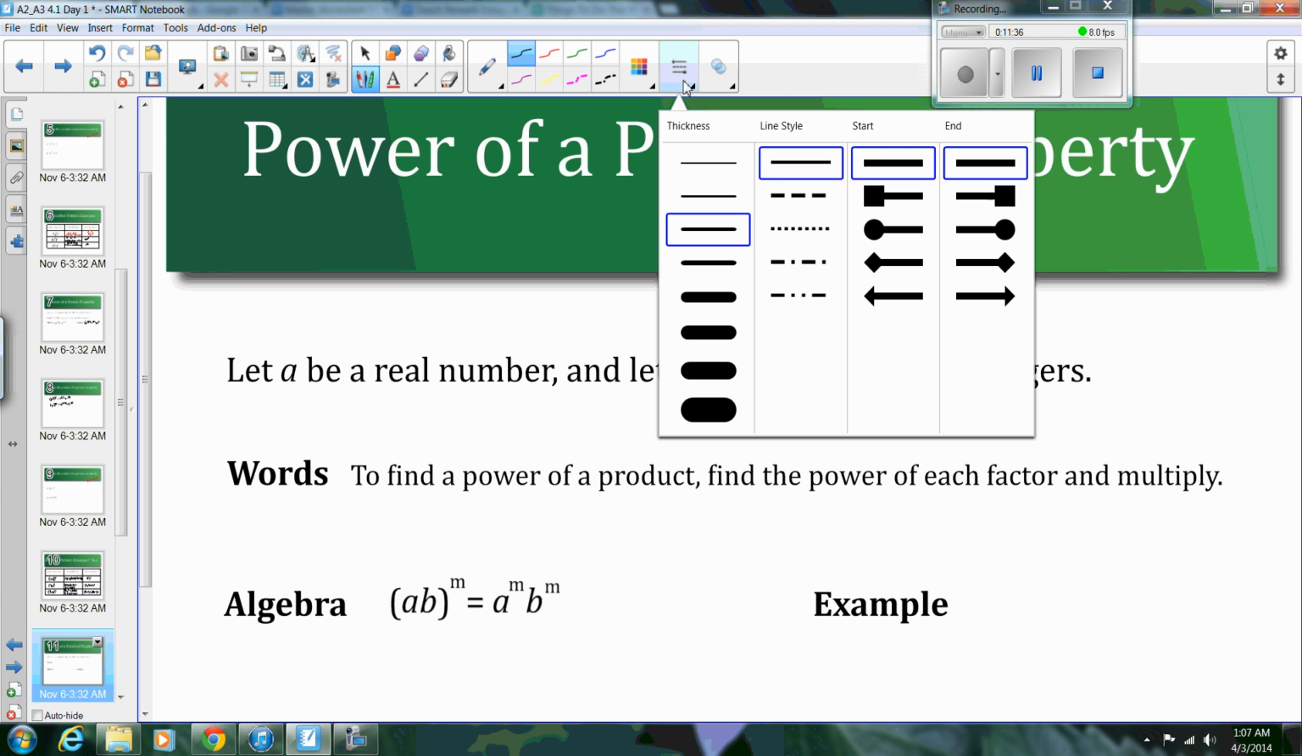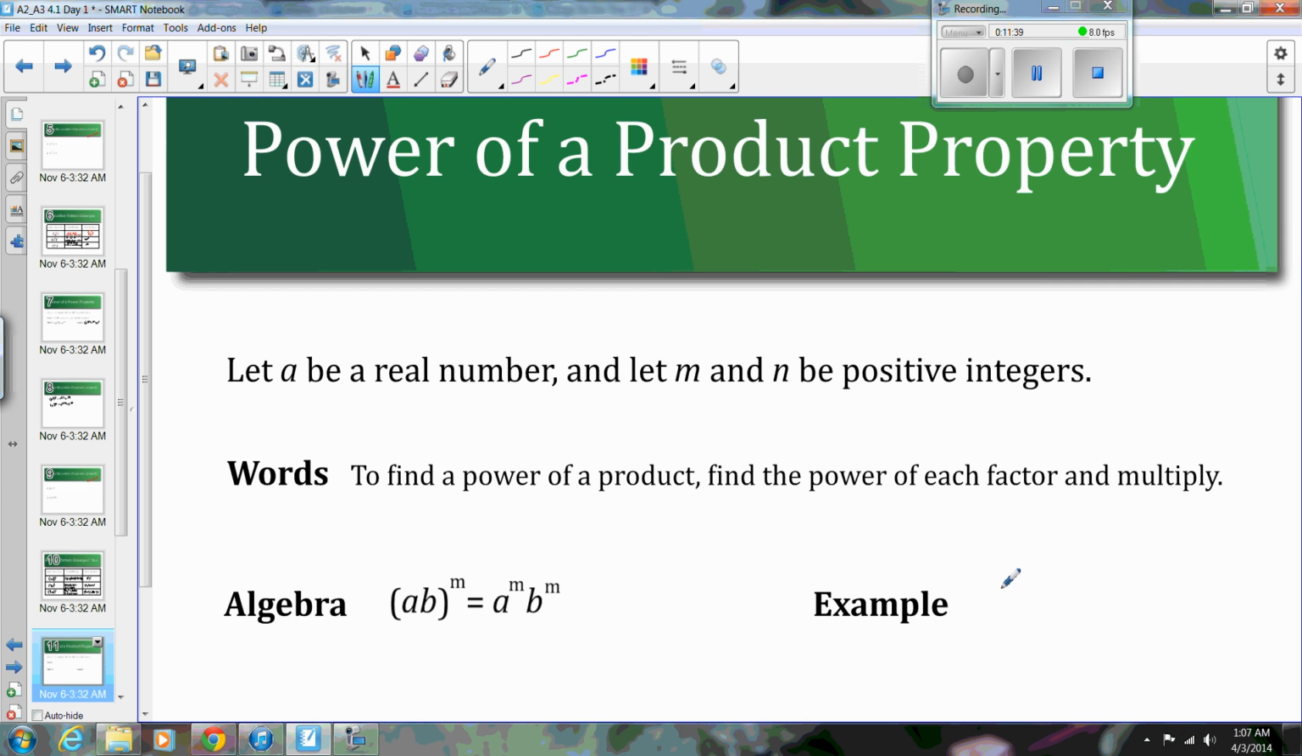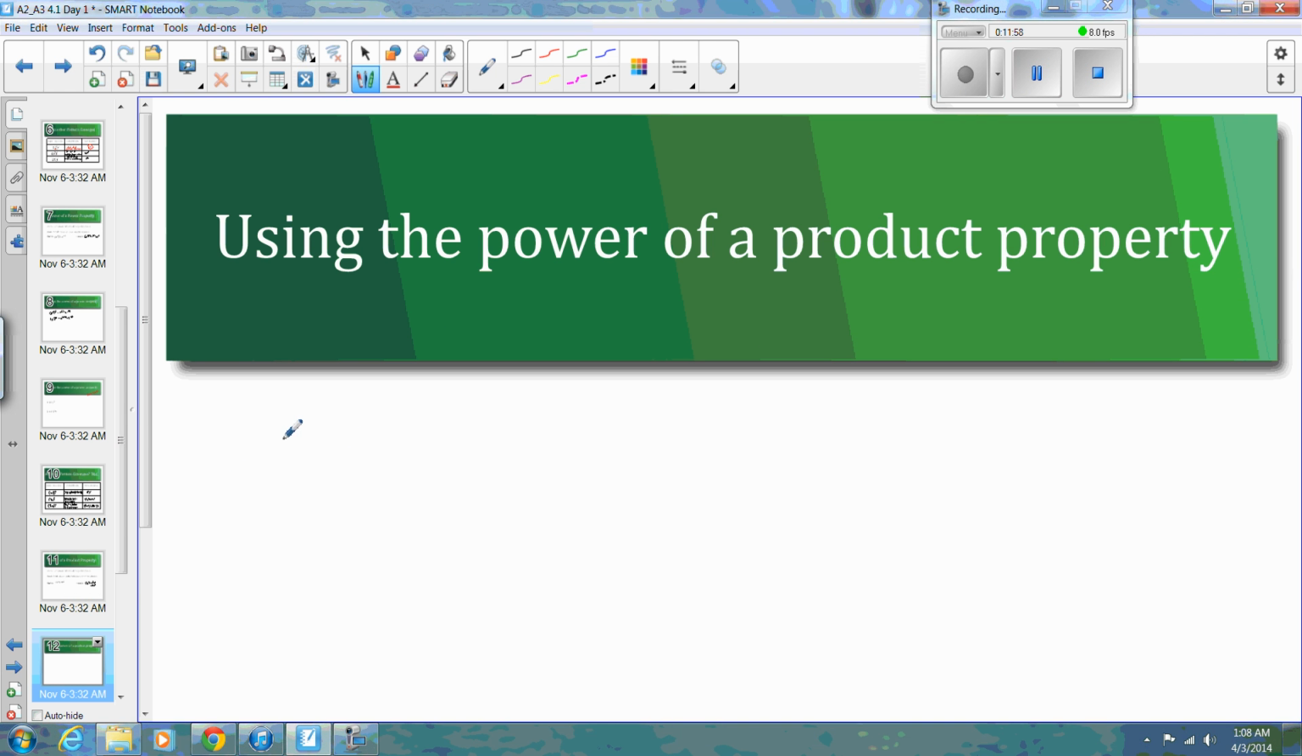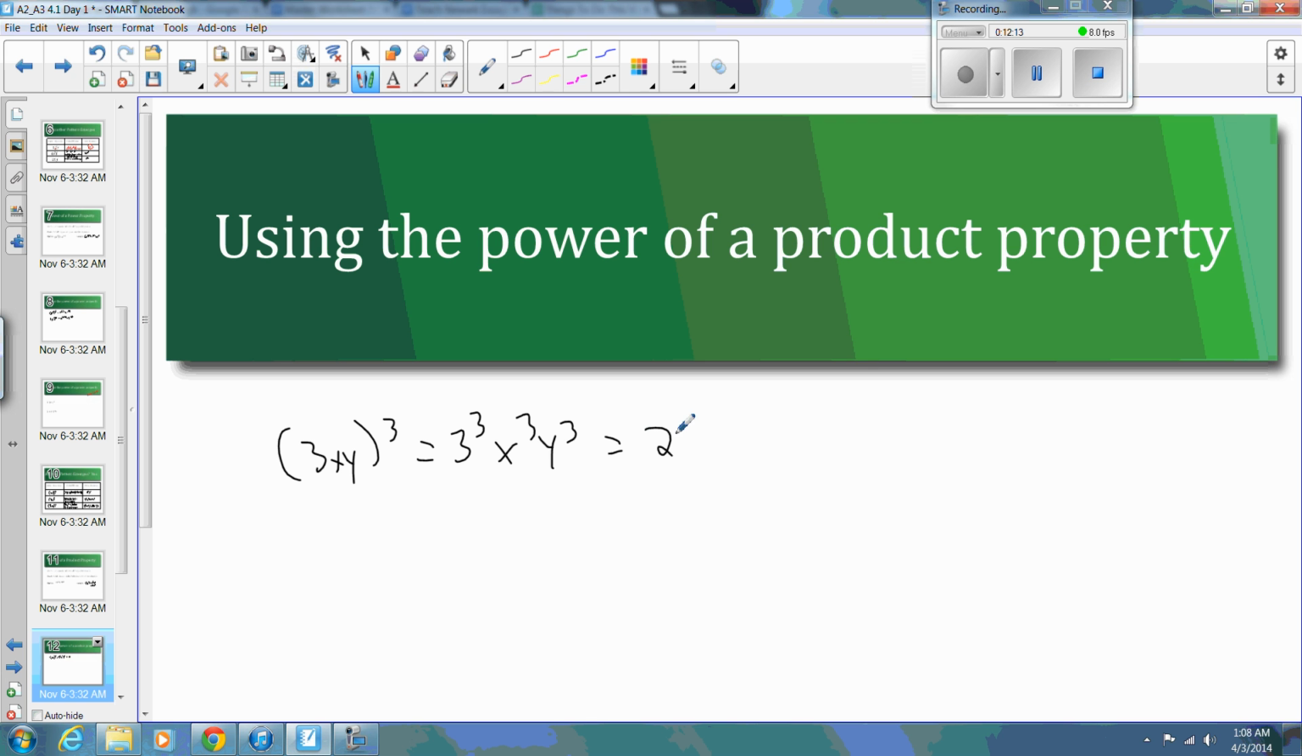Really, essentially in the table, we looked at examples of this as well. But let's say I want to have 2x raised to the 4th power. Well, that's just simply 2 to the 4th, x to the 4th. And we said before, how do we simplify 2 to the 4th? That's 16, x to the 4th. So let's take some more practice time here. What about 3xy quantity cubed? I know that this is 3 cubed, x cubed, y cubed. 3 cubed, I think we looked at this before, is 27, x cubed, y cubed.